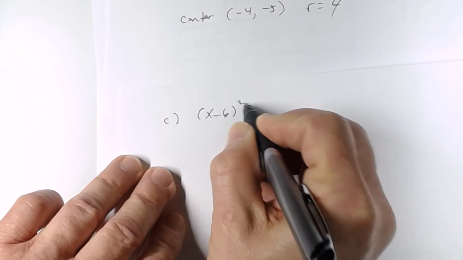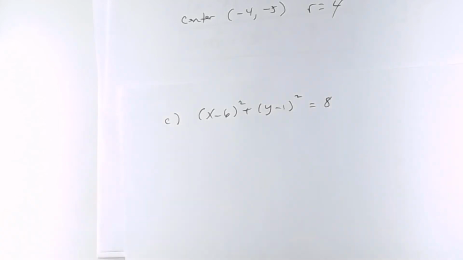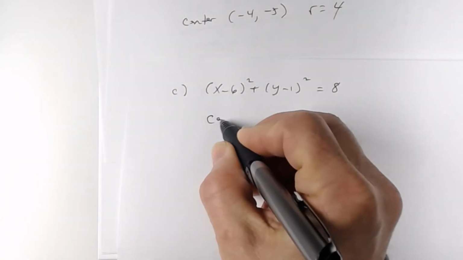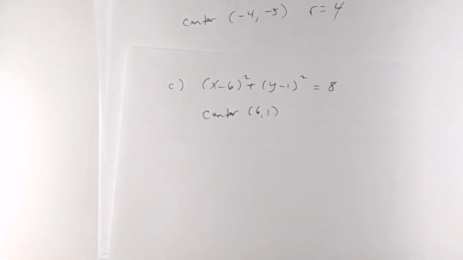(x minus 6) squared plus (y minus 1) squared equals 8. So all of you can tell me the center. What's the center? In unison, we're in a choir right now. 6, 1. All right, (6, 1). Okay, now, what's the radius? Say it quick. You can't use a decimal. What's the radius?